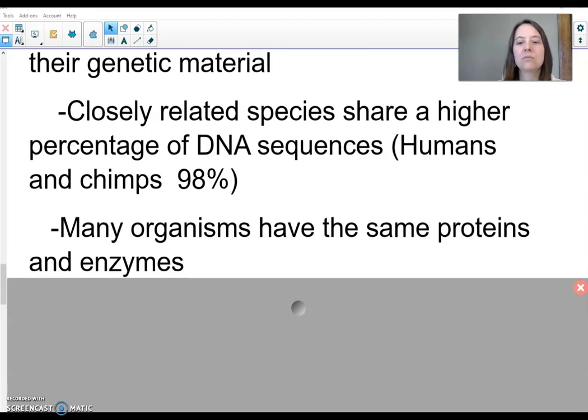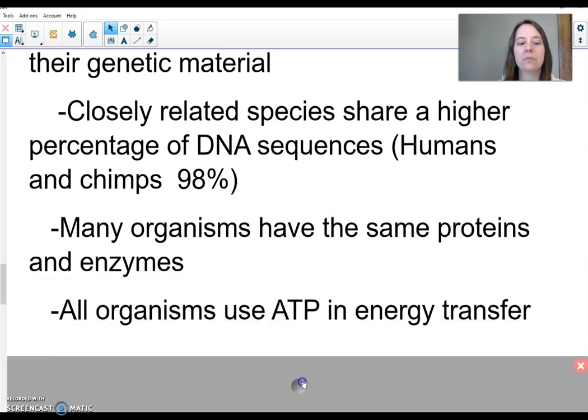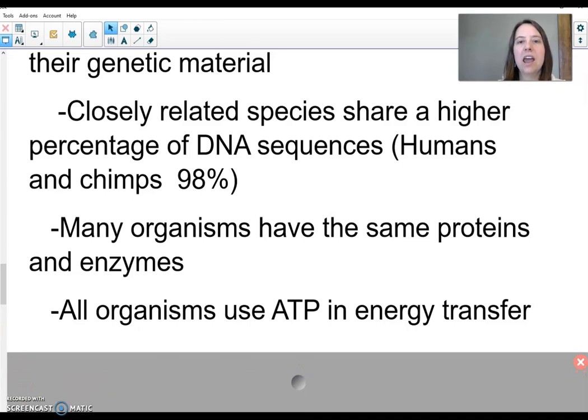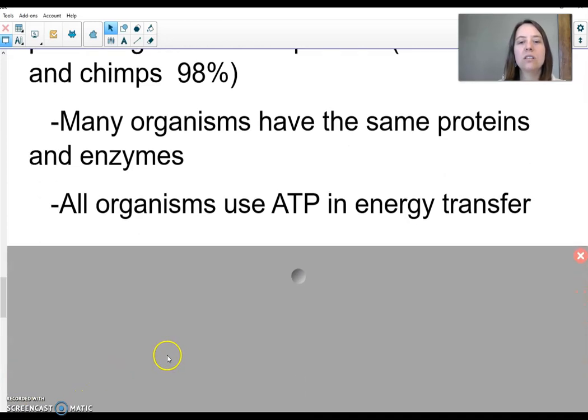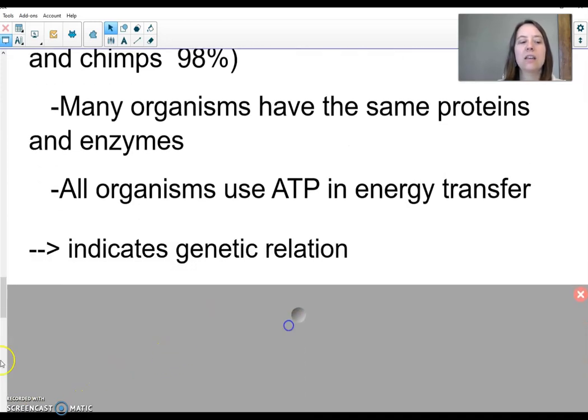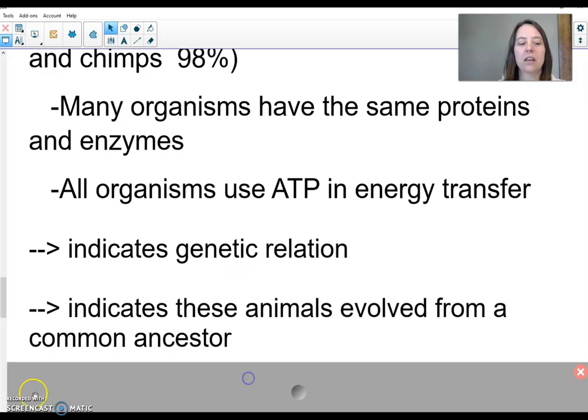Also, many organisms have the same proteins and the same enzymes. And all organisms use ATP in energy transfer. So what does this all mean? This indicates a genetic relation between all living organisms. And this indicates that these animals evolved from a common ancestor.